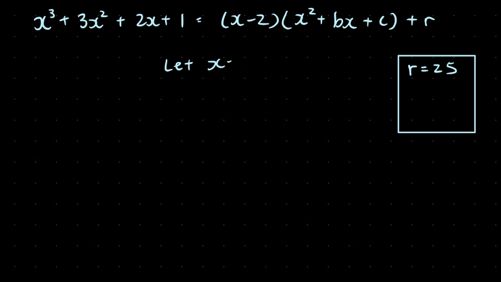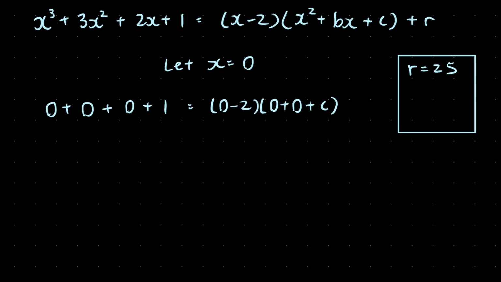Let's just start from the left-hand side this time. Basically, everything that has an x in it becomes 0. So on the left-hand side, we just have a 1. And then on the right-hand side, we have 0 minus 2, in brackets, and then 0 plus 0 plus c, and then plus r at the end. Now, expanding the brackets, this is much simpler than the case we had before. So in this case, it's just -2c plus r.